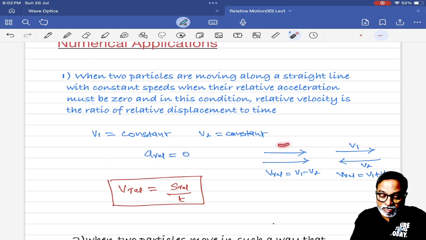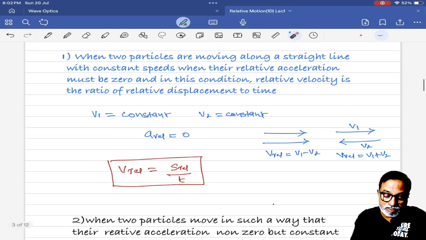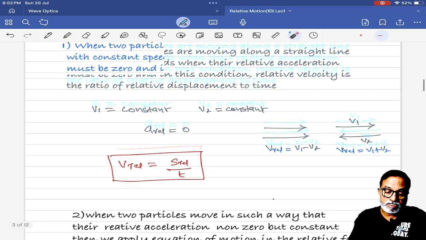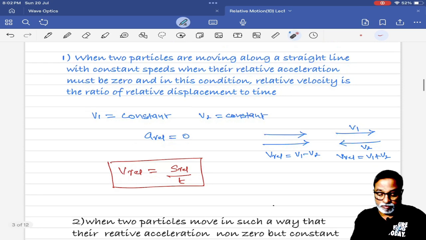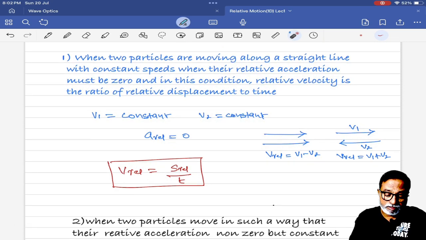So here V1 and V2 both are moving in same direction. V relative is equal to V1 minus V2. Here they are moving in opposite direction. V relative is equal to V1 plus V2. Therefore, velocity is equal to distance by time. Therefore, V rel is equal to S rel by T, means relative displacement by time. This is relative velocity, used when we are doing the problems. This is the first application.